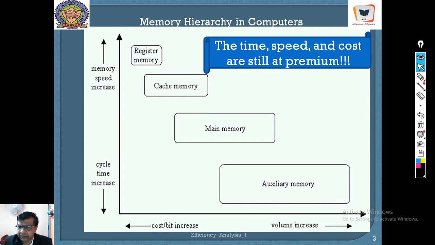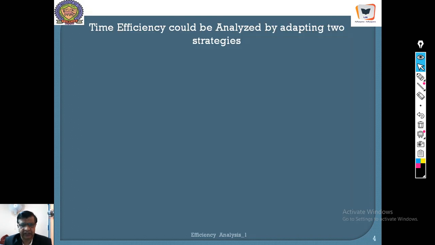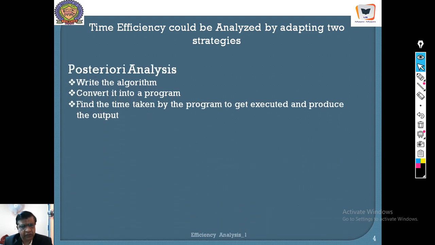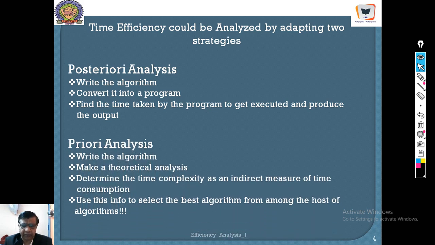The time, speed and cost are still at a premium. Therefore, every algorithm deserves an analysis with respect to time efficiency. The time efficiency analysis can be done adopting either of two strategies. There are two techniques available in order to analyze the efficiency of an algorithm. Number one, posteriori analysis or posterior analysis. Number two, priori analysis or a priori analysis.